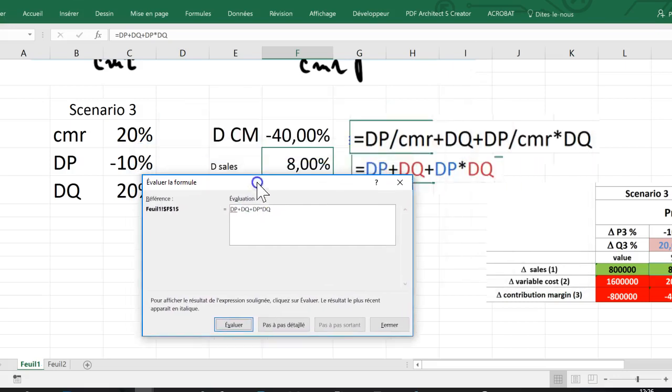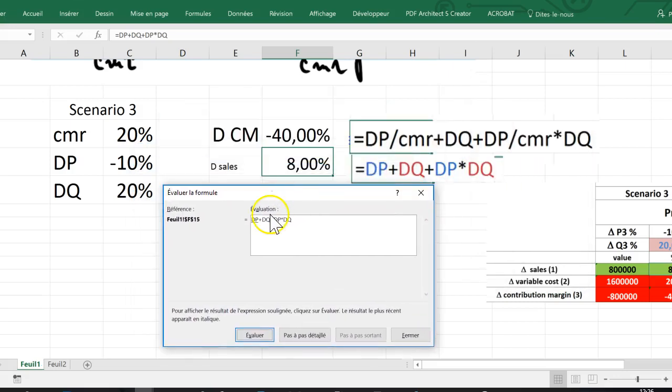That means Excel is going to replace in the formula delta P by minus 10 and delta Q by plus 20. So I've got minus 20, then plus 20%. That gives me plus 10, minus 10 plus 20. And then I will calculate delta P, delta Q. Excel will do that. Plus delta P times delta Q.